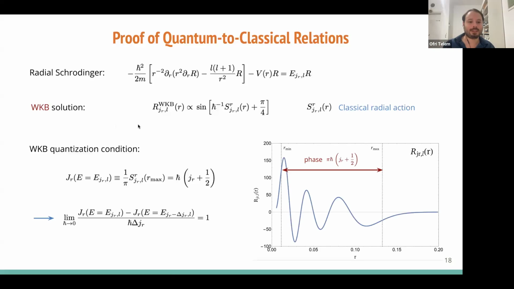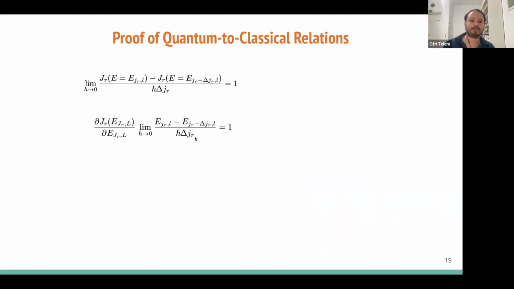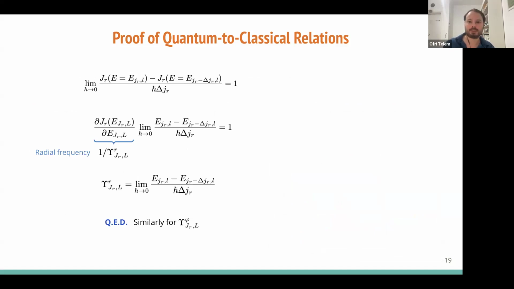Now I take J_r at E equals E(J_r, L), and I subtract from that J_r at E(J_r minus delta J_r), and this is just equal to 1. Now I rearrange it as just a partial with respect to energy times the h bar goes to zero limit of the difference between energies. But this quantity is just 1 over the radial frequency. That's a classical formula. So I get the proof of my identity. It's a very simple thing.